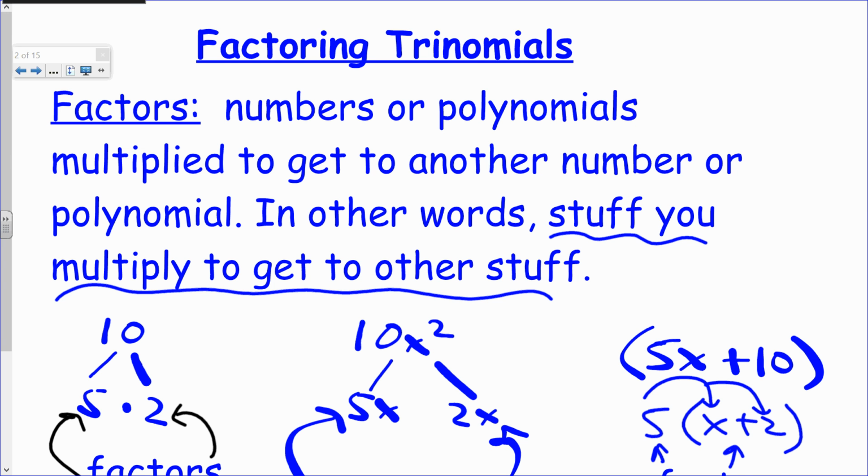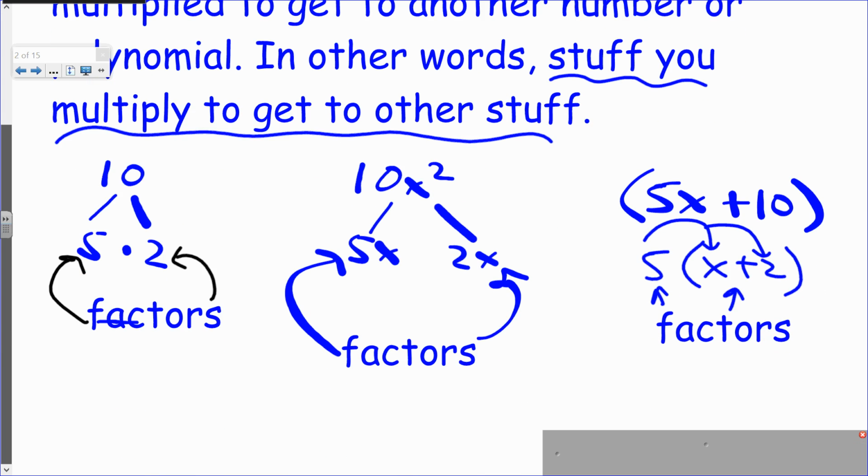So remember on Friday, first gear was, hey, what are the factors of 10? Easily, you told me 5 and 2. Second gear, hey, what are the factors of a monomial? Oh, a monomial times a monomial. Third gear, what are the factors of a binomial? It's a monomial and a binomial. You multiply this constant times the binomial, you get this binomial.